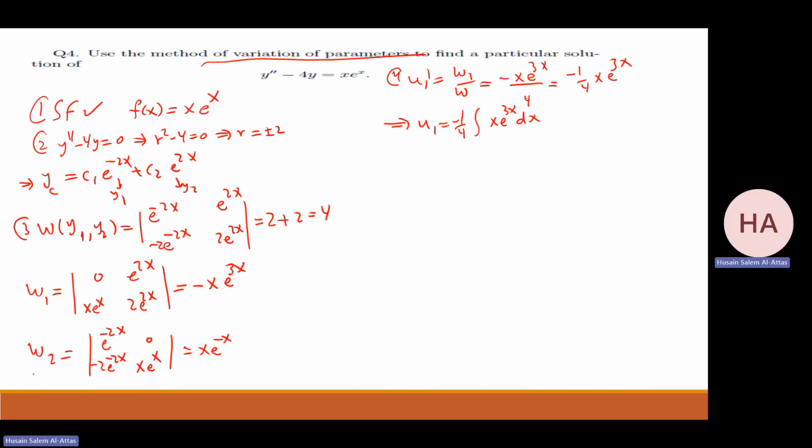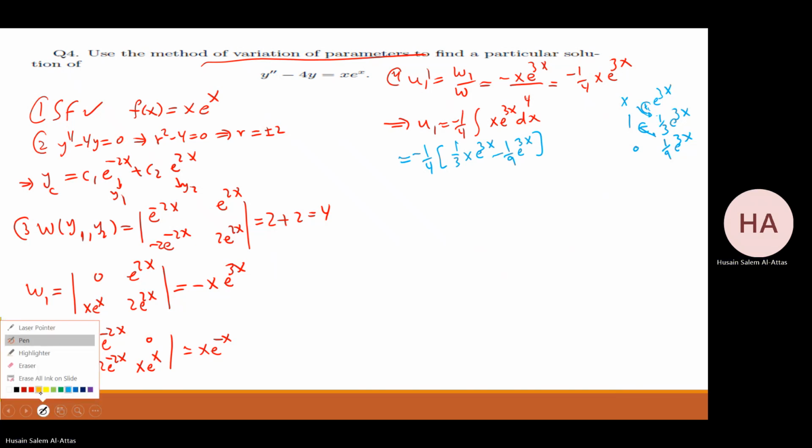Okay. Now I need my parts or tabular method. Tabular will do it. I have what? x e to the 3x. 1 is 1 over 3 e to the 3x. This is 0 is 1 over 9 e to the 3x. This is plus, this is minus. So this one is what? Don't forget there is minus 1 over 4. Okay. Do it this way to be sure. So you have 1 over 3 x e to the 3x minus 1 over 9 e to the 3x. Okay. That will be U1.